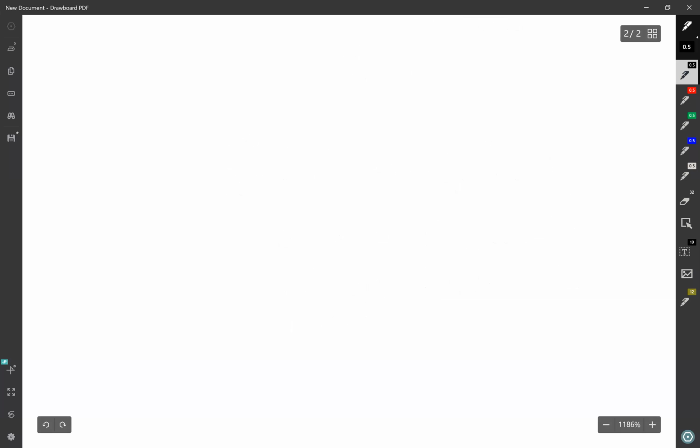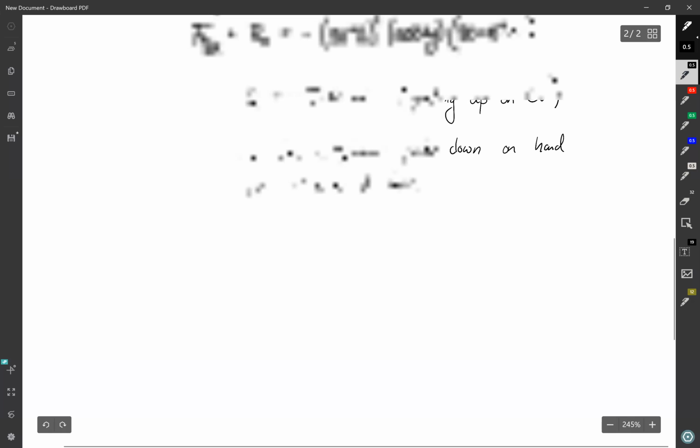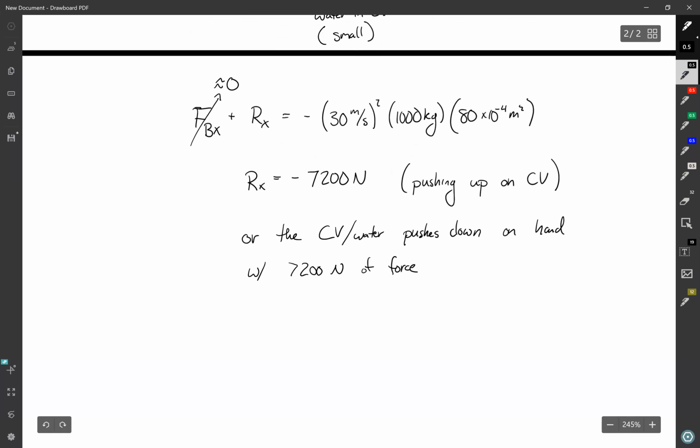Right, which is a lot of force. That's equivalent to holding up something that's over 700 kilograms. So a very large amount of force. You're not likely to be able to hold out your hand and keep your hand straight to be able to actually do this. But if you could, Niagara Falls would exert a 7,200 Newton force pushing down on your hand.